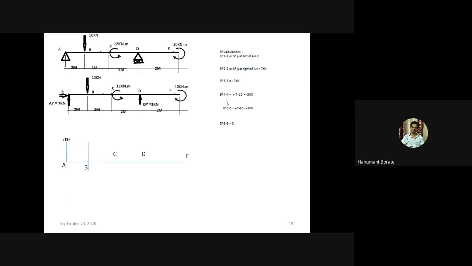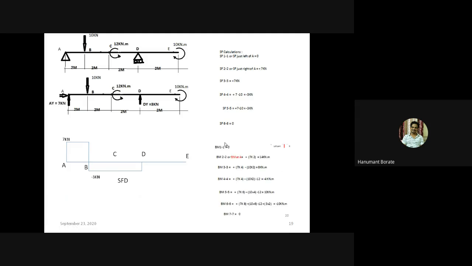and just right of B the shear force value is minus 3 kilonewton. So I have taken minus 3 here. Then we have taken a section just left of D, and at that point we got the answer minus 3 kilonewton, the same answer. And the shear force at the right of D equals 0. So we just need to join sequentially to draw the SF diagram.